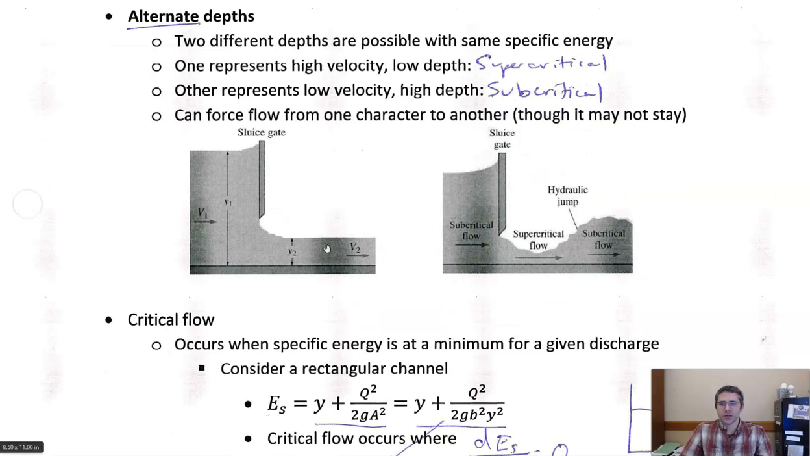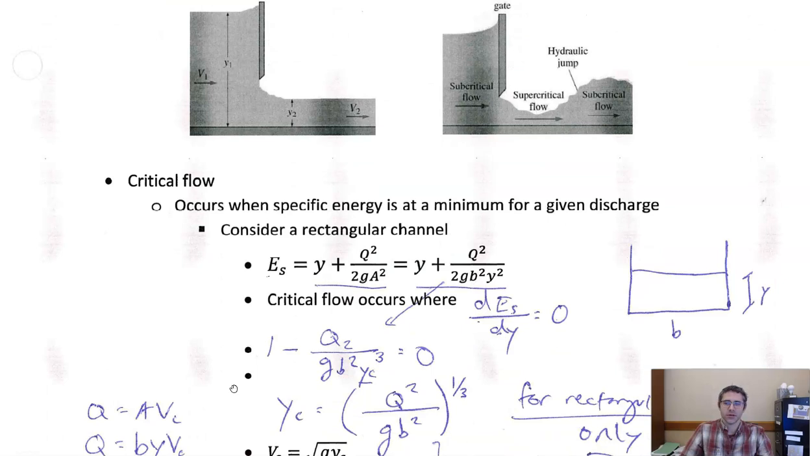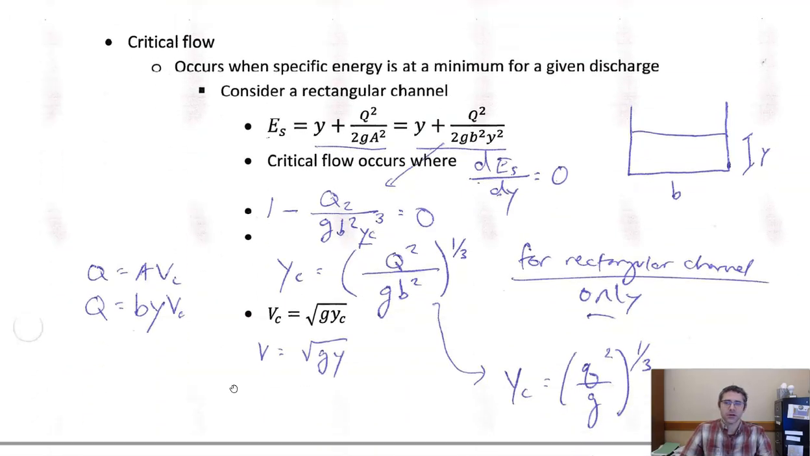Then there's critical flow. So we've got subcritical, supercritical, or critical. Those are our three possible options. And critical flow occurs, again, when the specific energy is at a minimum for a given discharge. So here, this is our general equation for any channel. And if it's a rectangular channel, then we can replace A, the cross-sectional area, with BY, okay? So A squared becomes B squared Y squared in the denominator.